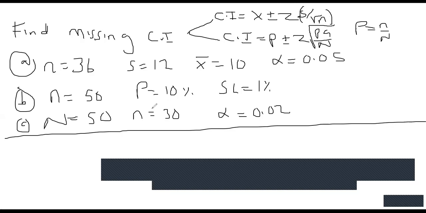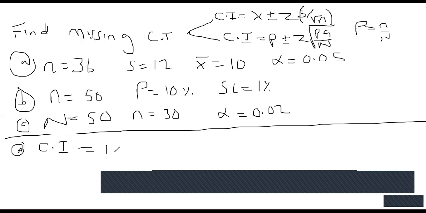All right. So question number A, we're going to use formula one. Confidence interval, what is our mean? Our mean is 10. Plus minus Z. Z is what? What is our Z here? Somebody help me.